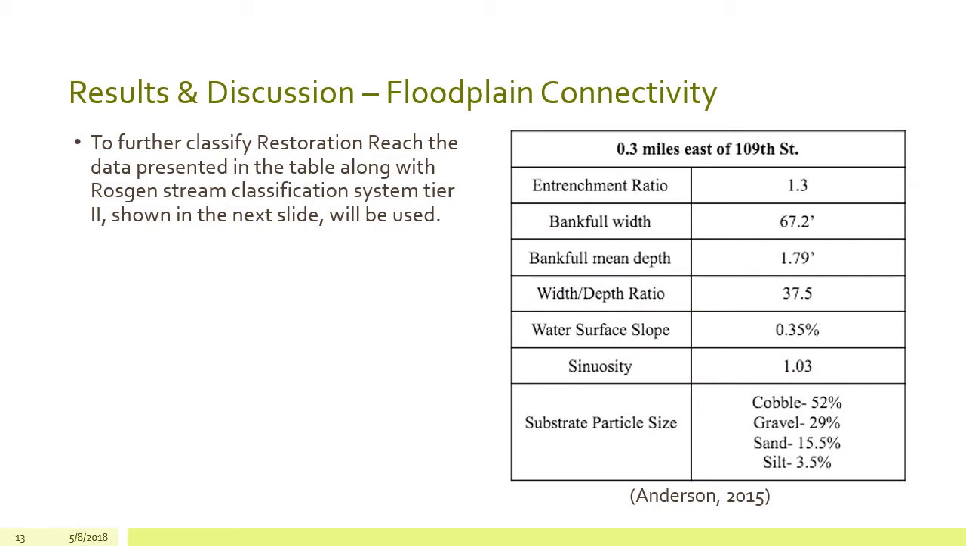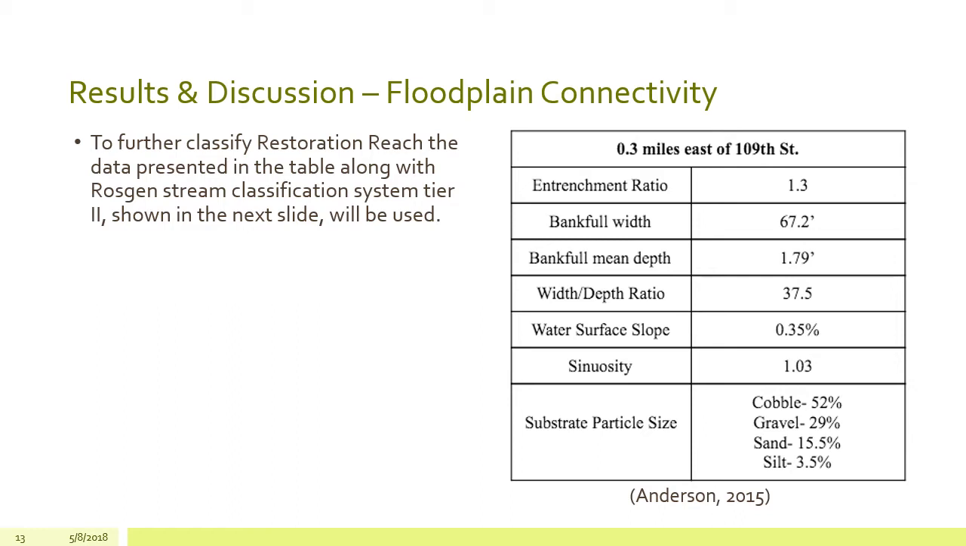So we can actually use the Rosgen stream classification system to further classify Boulder Creek and see how it's changed. But first, let's look at the data that we're going to use in the next slide to further classify Restoration Reach. So 0.3 miles east of 109th Street, the entrenchment ratio was found to be 1.3, like we mentioned. The bankfull width was found to be 67.2 feet on average. The mean bankfull depth was 1.79 feet, which amounted to a width to depth ratio of 37.5.